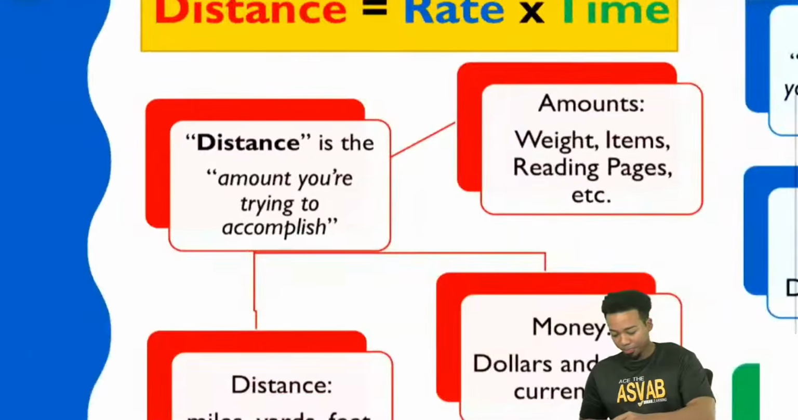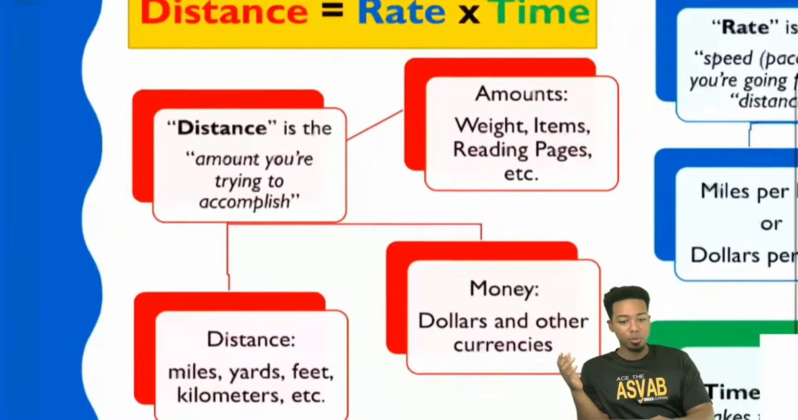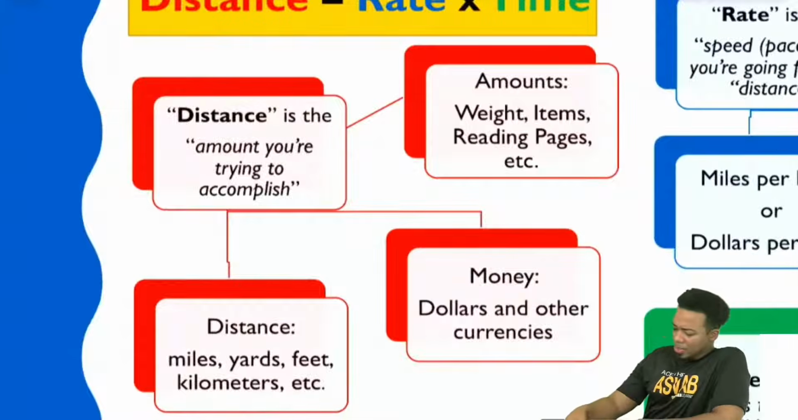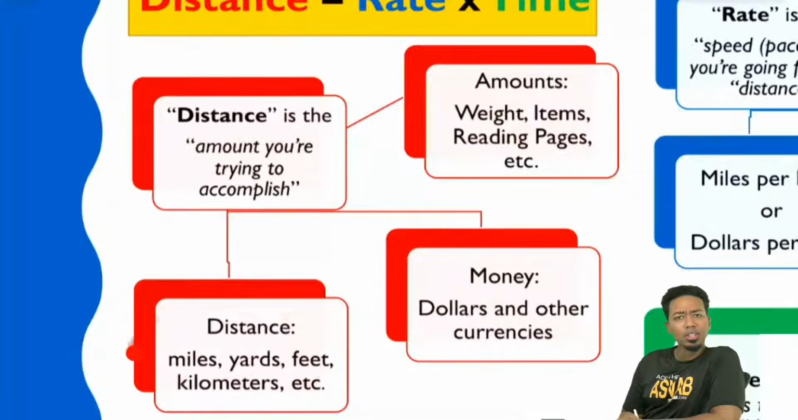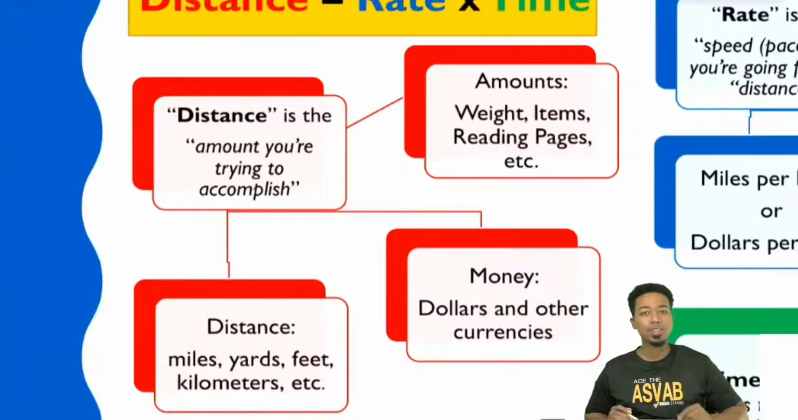So let's talk about this. Again, the regular way to define distance, and I'm going to zoom out a little bit so you can see all the red here, is miles, yards, feet, kilometers, etc. We talk about all those for sure. But other things that could be considered distances are weight, items, and the number of pages read. So let me stop right there.